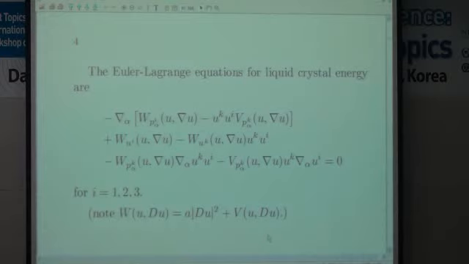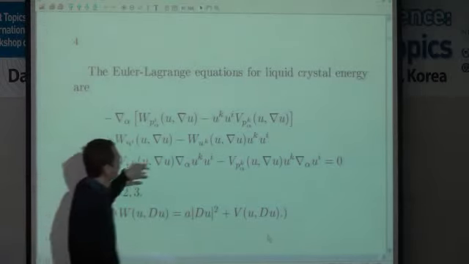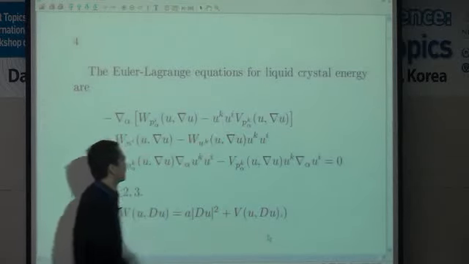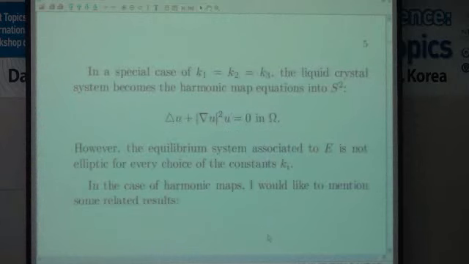So of course, the other term is like a gradient term, like in harmonic maps. This term you need to handle. All right, so I just mentioned, in the case where the three constants are equal, you become like a harmonic maps equation. For harmonic maps, there are a lot of results. Maybe I will mention a few.